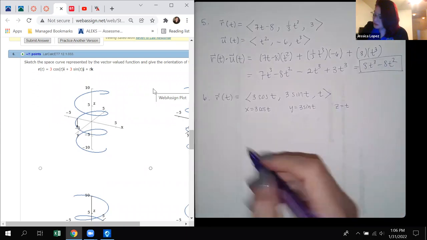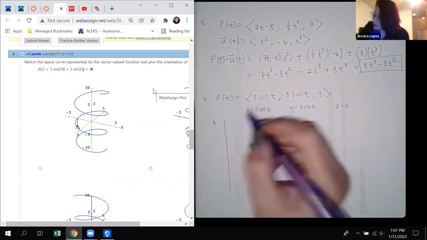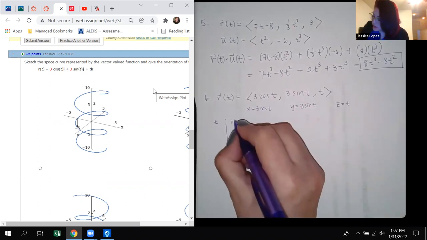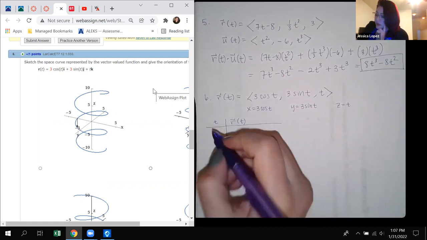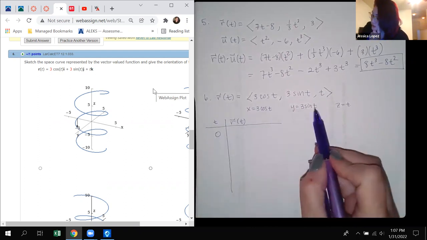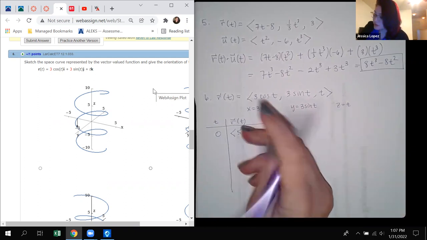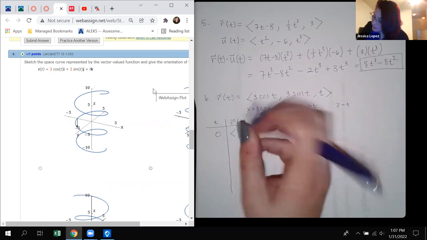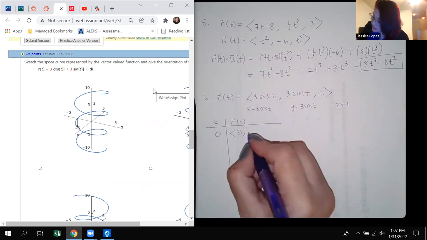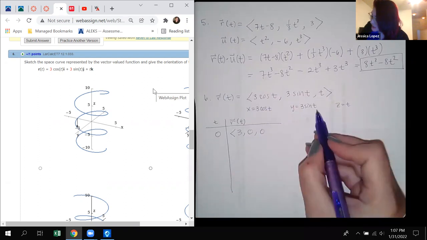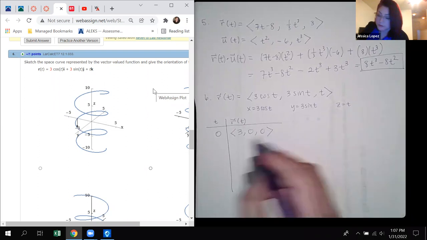So what I'm going to do is set up a chart and figure out what R of T is so that I can plot these. And they are directional vectors. So when I plug in zero into here, here, and here, the function you end up with is three. Because cosine of zero is one times three is three, zero, zero. Sine of zero, zero times three is zero. And if T is zero, Z is zero.